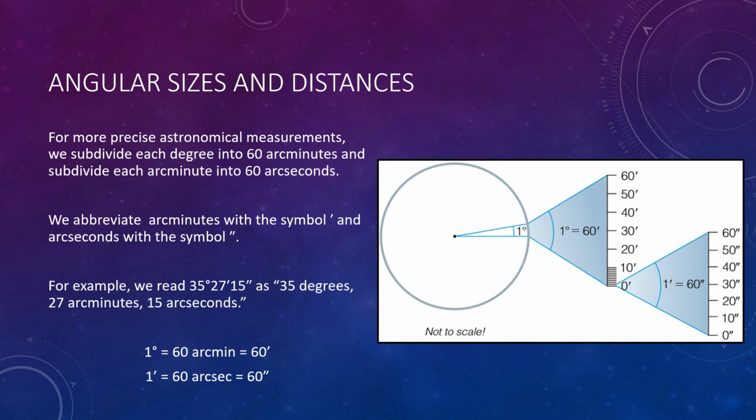So we typically abbreviate arc minutes with the symbol, again, apostrophe, and arc seconds with two. And we can read a precise measurement in the sky using a combination of all three: degrees, arc minutes, and arc seconds. So we could read this 35 degrees, 27 arc minutes, and 15 arc seconds. So that'll give you a very, very precise angle.